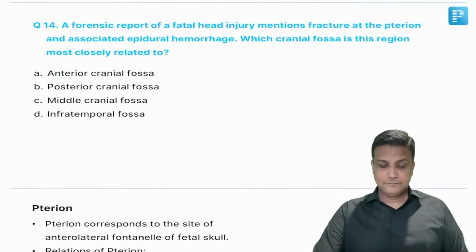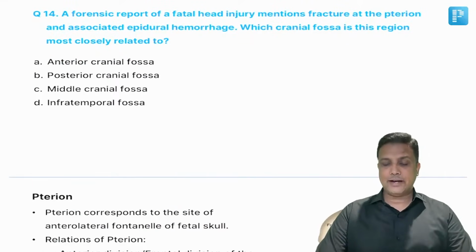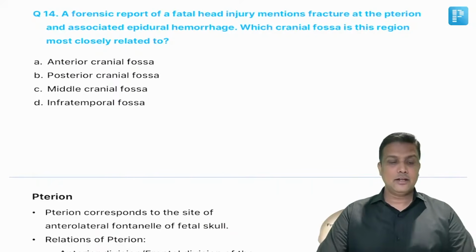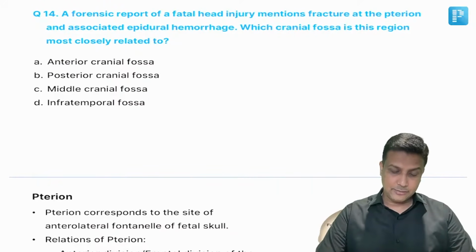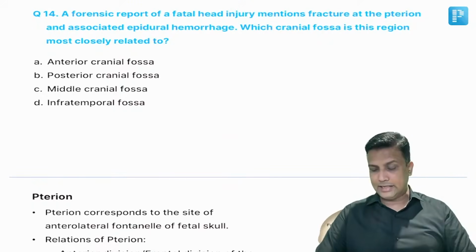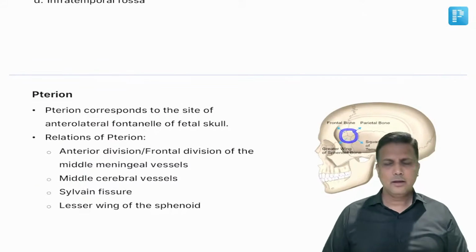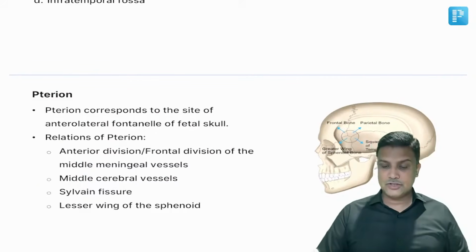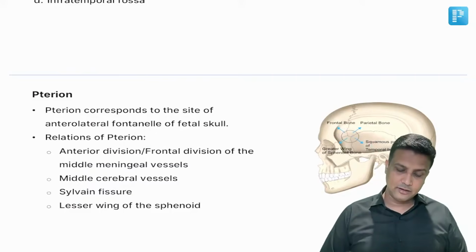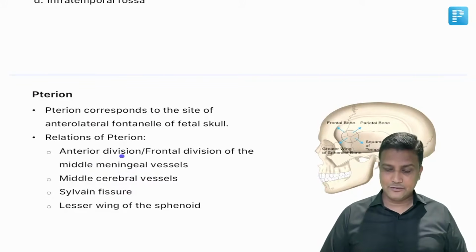Perfectly done. A forensic report of a fatal head injury mentions a fracture at the pterion, with an associated epidural hemorrhage. Which cranial fossa in this region is closely related to that one? Pterion, you remember very well, it is actually an H-shaped suture. You can see in this picture here. When there is a hit in this region, remember, just inside this pterion you will have the middle meningeal artery. To be more specific, it is the anterior division or frontal division of the middle meningeal artery.